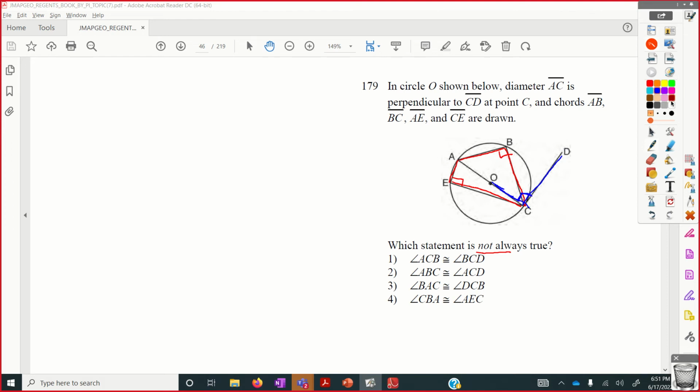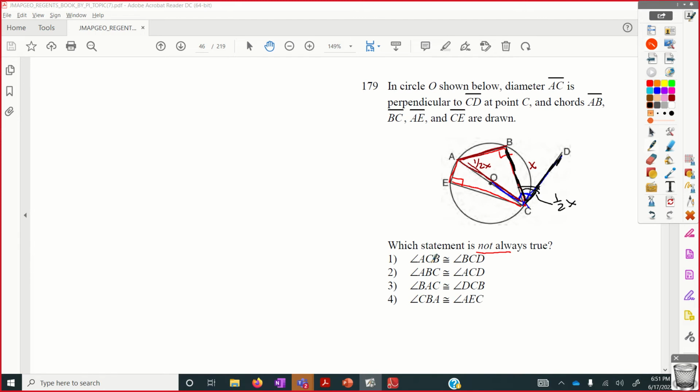And then kind of neat is we have an inscribed angle here. And this inscribed angle is using this arc right here. So this angle is one half of this arc. And this angle right here, BCD, is formed by a tangent line and a chord. So this angle is also one half of that arc. Kind of a type of inscribed angle. But which of these is not always true? We're going to try to pair up these 90-degree angles and pair up these congruent angles.